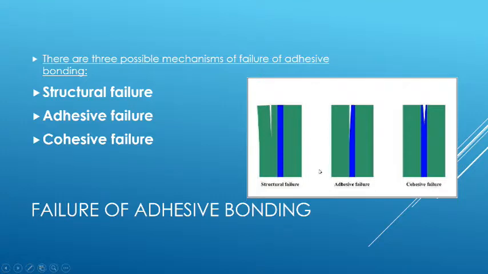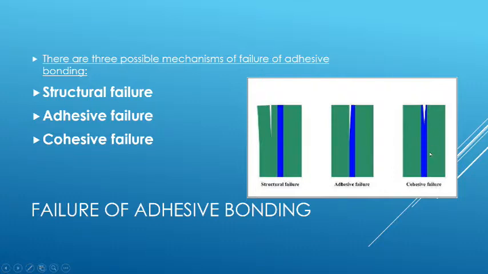The next, adhesive failure. Adhesive failure is an interfacial failure resulting in the separation of one of the substrates from the adhesive layer, which means that adhesive failure happens in between the adhesive and the substrate. You see, there will be a gap here.